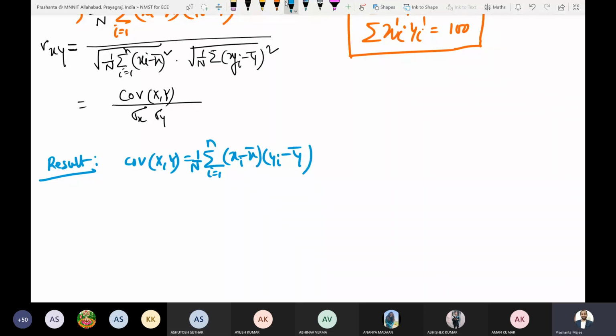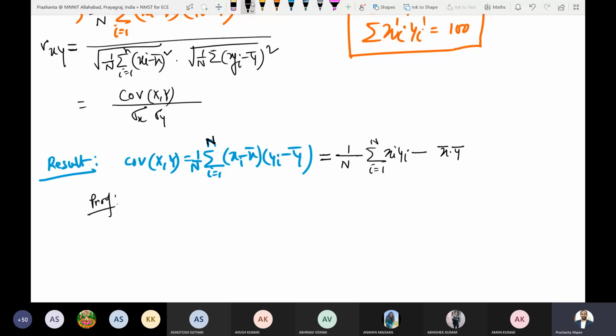Now, if you simplify this calculation, you will end up with 1 by n summation i equals 1 to capital N, where this N is the number of data points, of xi yi minus x bar into y bar. This is another way to find the covariance between the x values and y values: 1 by n into summation i equals 1 to n of xi yi, minus x bar y bar. You see the proof? It is very simple.